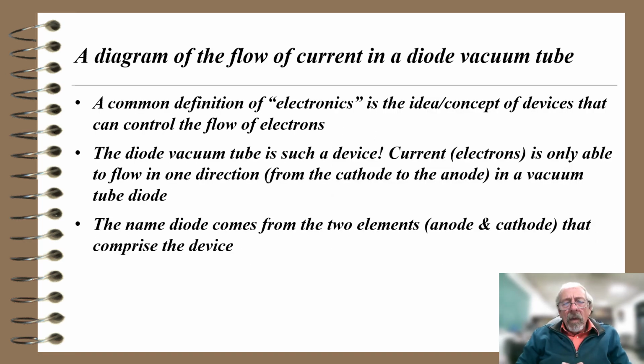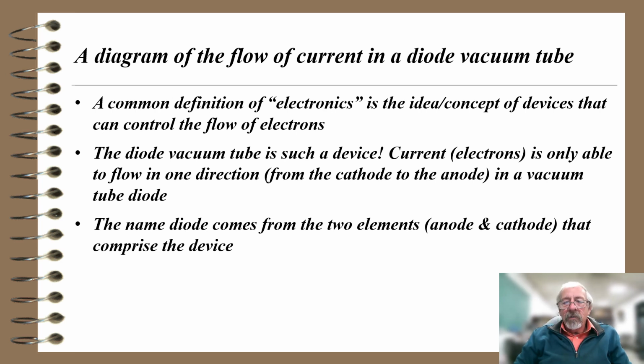So we might want to talk about what the definition of electronics is. A common definition of electronics is the idea or concept of devices that can control the flow of electrons. So even a switch would fall into that category. Basically a switch is a human-operated device that either breaks or opens a circuit, or connects or completes a circuit. So the vacuum tube, the diode vacuum tube, certainly is such a device.